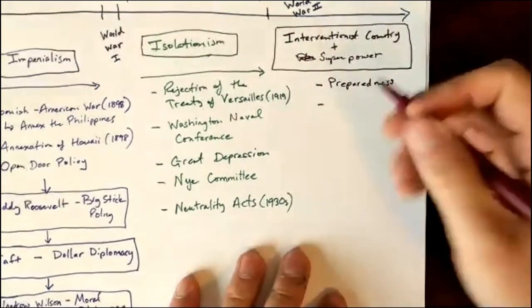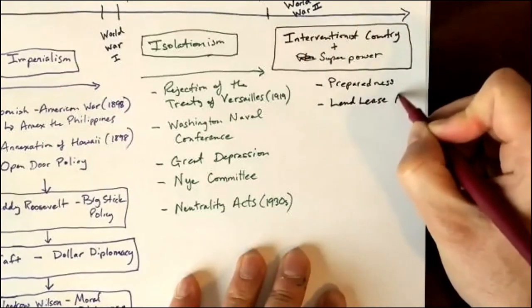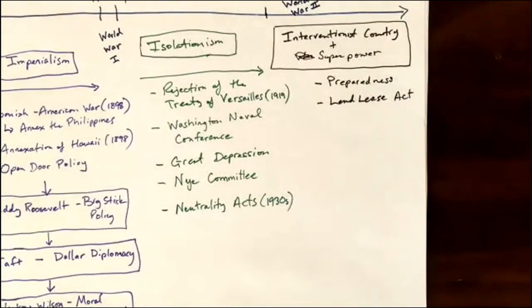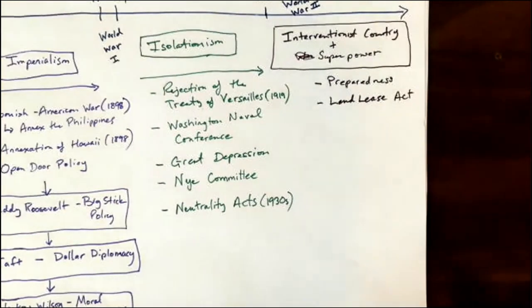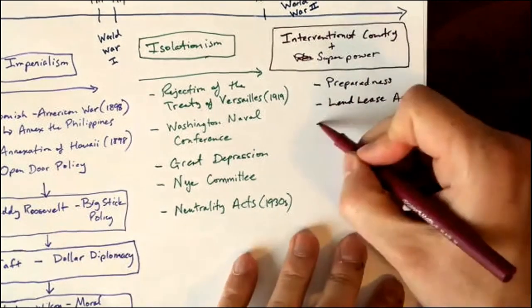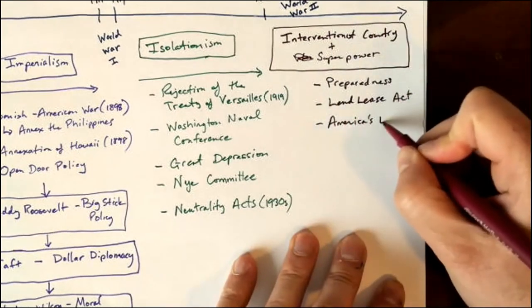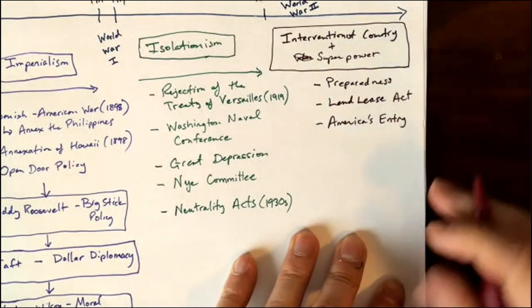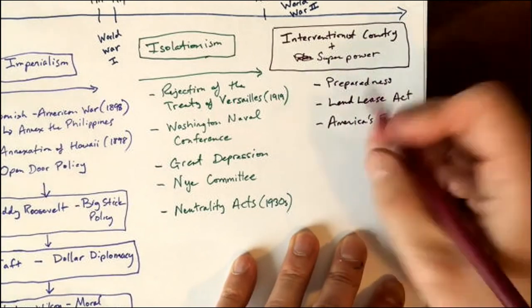We also see, even before war is declared, the Lend-Lease Act. And the Lend-Lease Act is going to start to give supplies to Great Britain during the war to try to help them out because they're under attack from Nazi Germany. And then obviously after Pearl Harbor, America's entry into World War II confirms America's role in the world and allows America to emerge as a superpower.